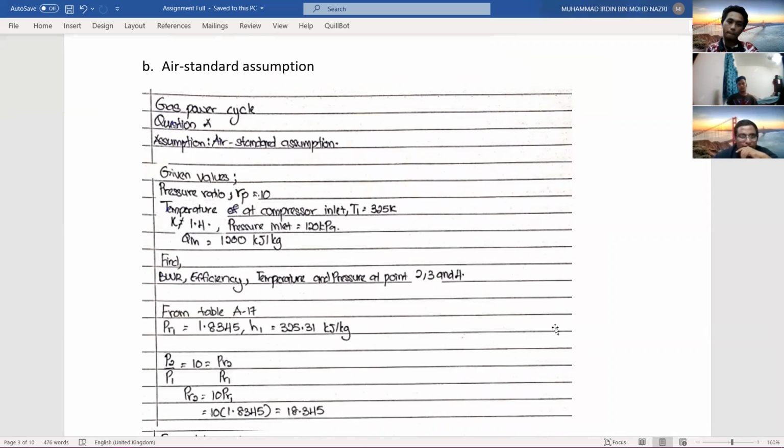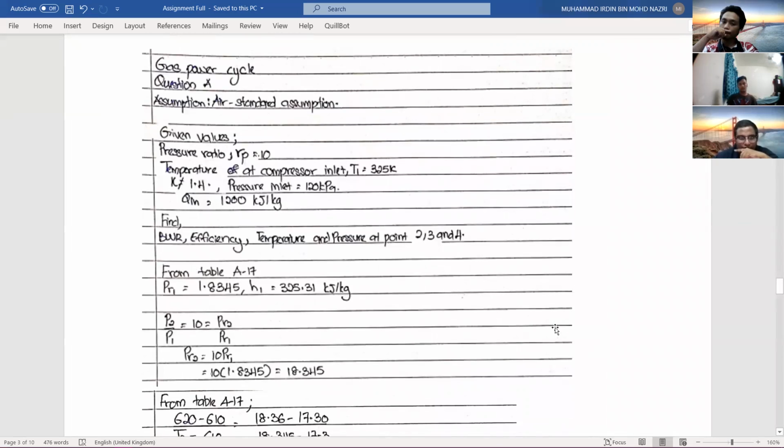So from the given values, the pressure ratio Rp is equal to 10, the temperature at the compressor inlet is 325 Kelvin, and k is now not equal to 1.4, where we take all these values from the table. The pressure at the inlet is 120 kilopascal, and Q in is 1200 kilojoule per kg.